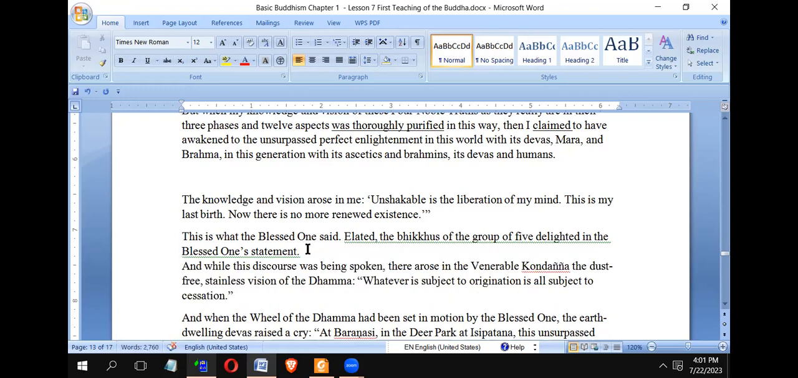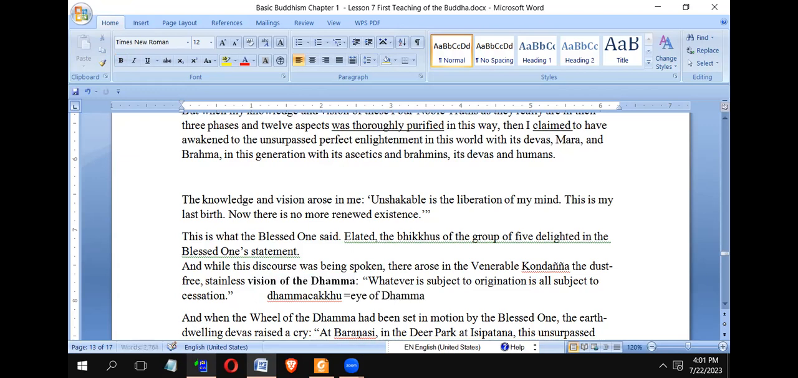Okay, we continue to look at Idamavoca, right? The Buddha said, and the 5 were elated and delighted. Okay, when this discourse was being spoken, there arose in the Venerable Kondanna the spotless, stainless vision of the Dhamma. Okay, what is this vision of Dhamma? Whatever is subject to origination is all subject to cessation. What is this vision of Dhamma? We call it the Dhammacakkappavattana Sutta. What is the Dhammacakkappavattana Sutta? Dhamma vision, the eye of the Dhamma. Okay, eye of Dhamma. So what is the eye of Dhamma?